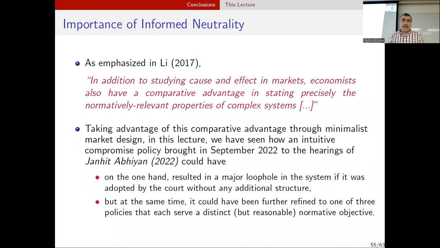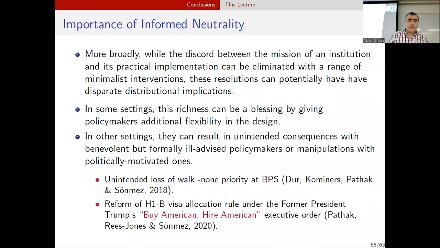Okay. And we know that this multiplicity is important, like in Boston, in H1B, in Boston school choice, not understanding these aspects caused unintended policy reversals. These loopholes were kind of utilized by former President Trump's initiative of changing the H-1B rules under the Buy American, Hire American executive order.